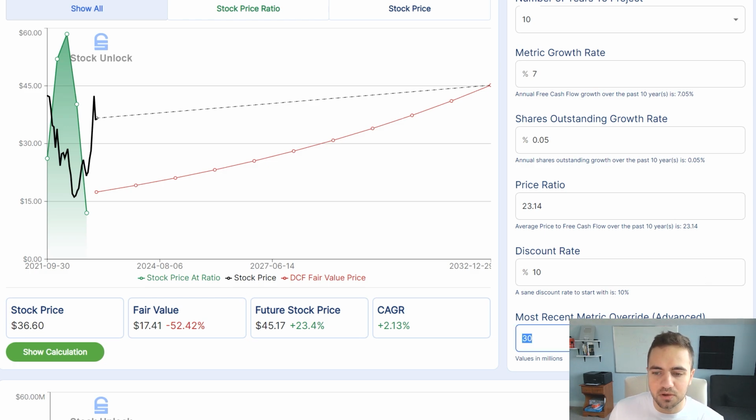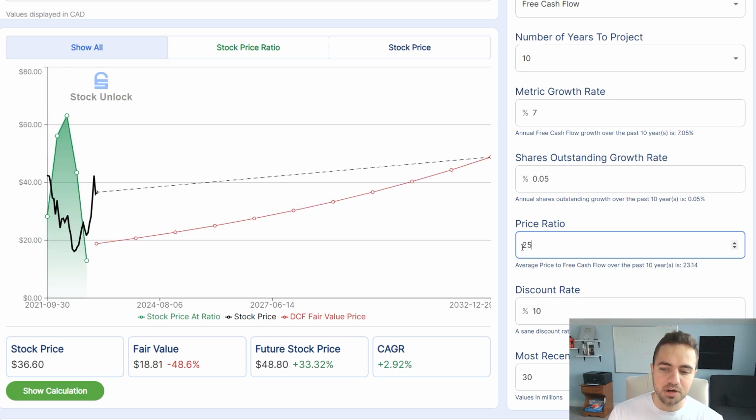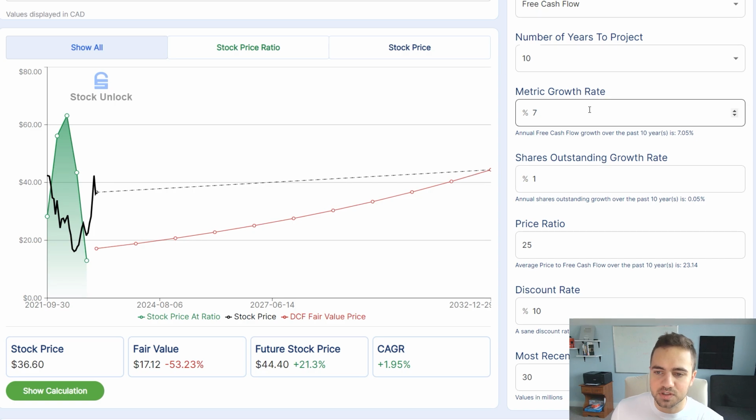So $30 million in free cash flow is honestly probably a little bit pessimistic as well. If this company wanted to, it could probably produce $40 million in free cash flow right now. But again, I'm just going to keep it a little bit more pessimistic. Now, also, I'm going to put a 25 price to free cash flow. I'm going to say that this company is going to dilute by 1% per year.